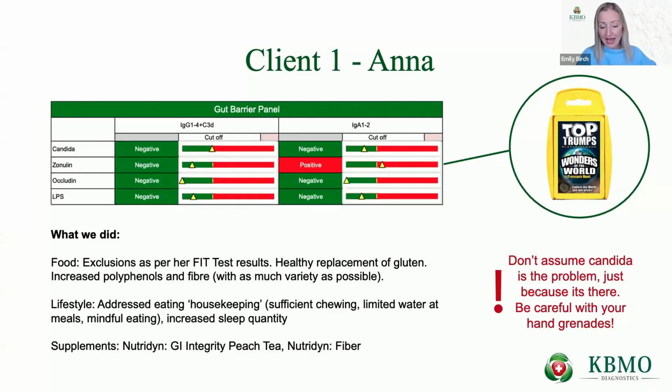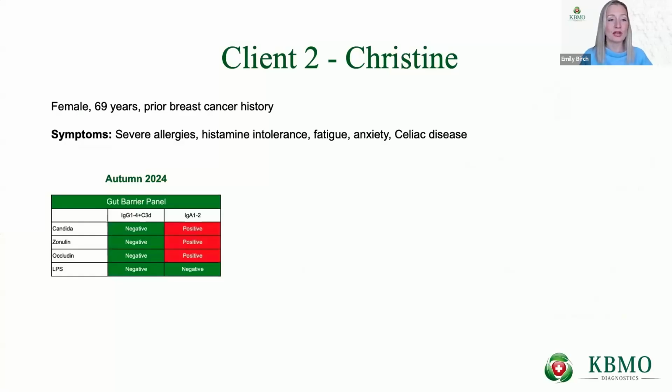So let's look at client 2 then. Client 2 is Christine. She's 69 years old, female, and she's got prior breast cancer history. The symptoms that she's come forward with are severe allergies, histamine intolerance, fatigue, anxiety, and celiac disease. You can see that her gut barrier panel here looks slightly different.